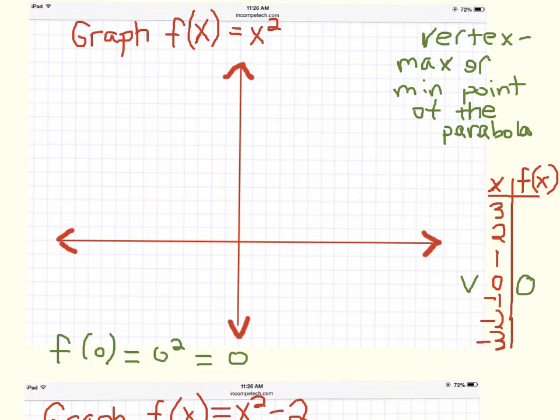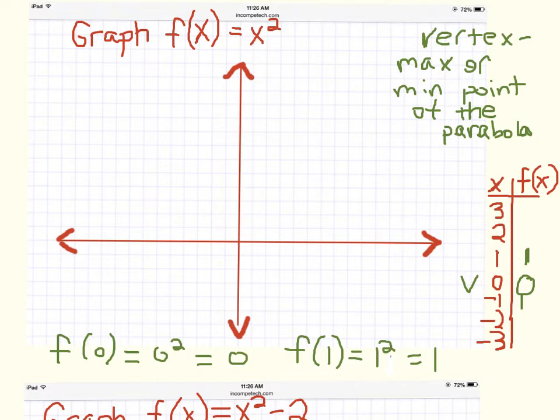Now when I move one unit to the right and to the left, I'll get the same value, so I'm just going to do one of them. I'm going to do f of 1. I'll get 1 squared, and that equals 1. If I had put negative 1 in there, negative 1 squared, I also would have gotten 1, so I'm going to put positive 1 for both of those. So that would get 1, and that would get 1. And so I've got 3 points already.